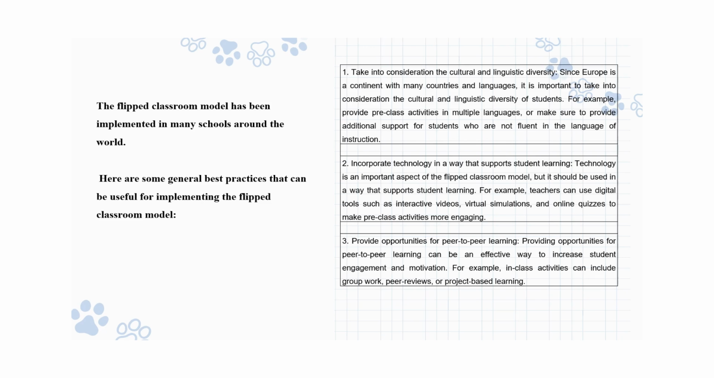3. Provide opportunities for peer-to-peer learning. Providing opportunities for peer-to-peer learning can be an effective way to increase student engagement and motivation. For example, in-class activities can include group work, peer reviews, or project-based learning.